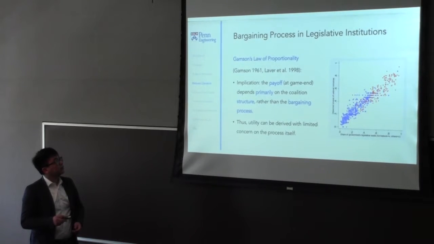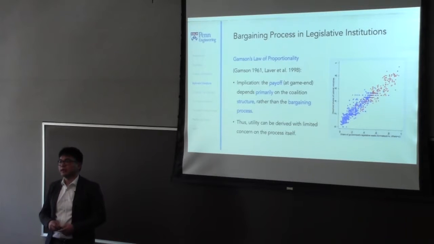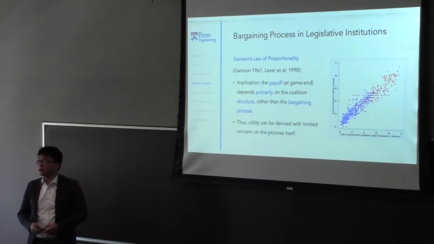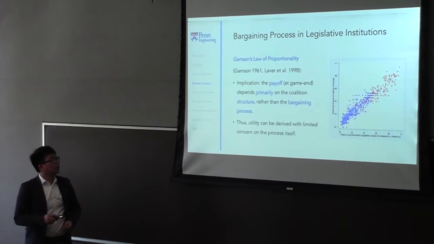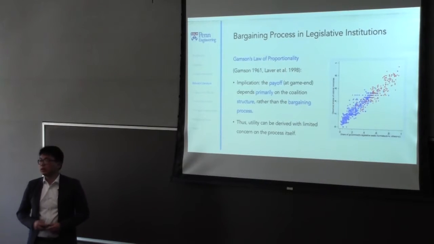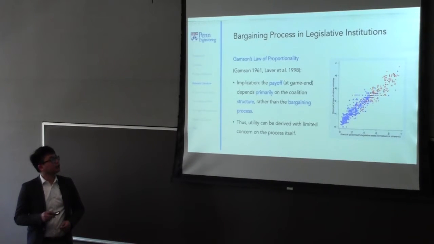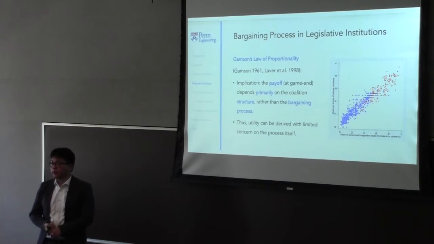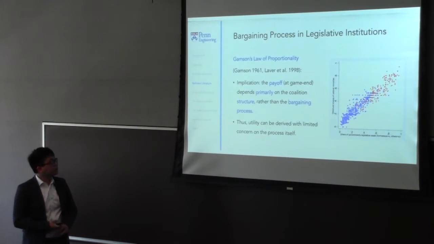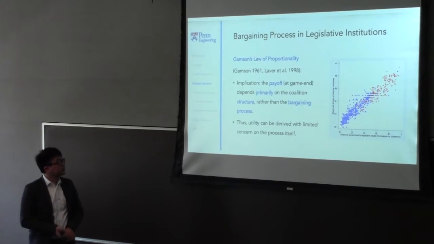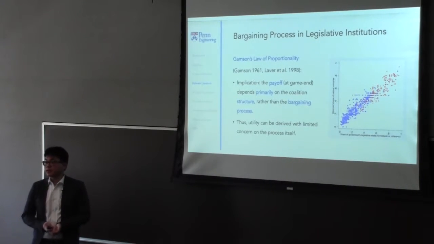The blue and the red dots are the ones initiating the formation of alliances and the ones that are not, simply following and joining an alliance. You see a direct correlation, and you don't really see a difference in spread between the two, the formators, the ones forming it, and the ones not. That means we can basically derive utility with limited concern for the process itself, but simply from the topology of the coalition structure.